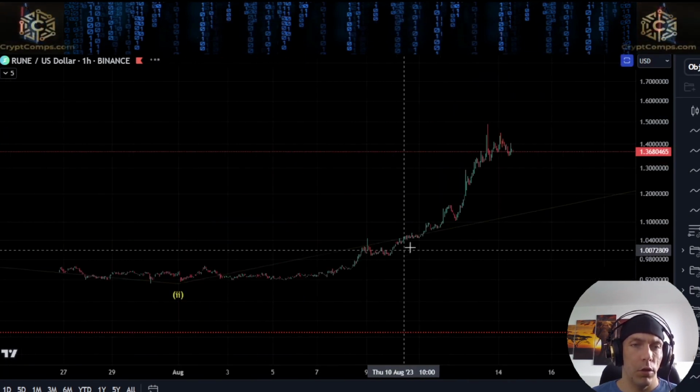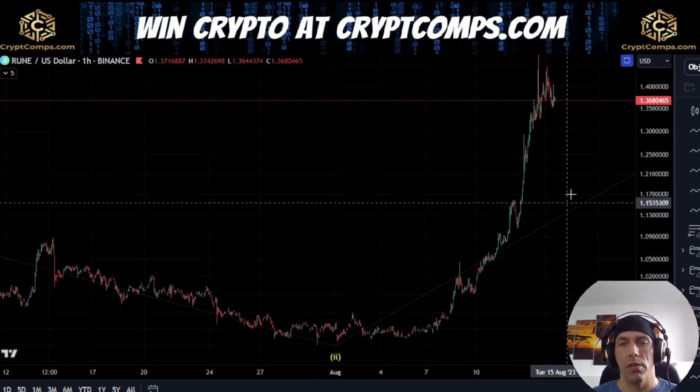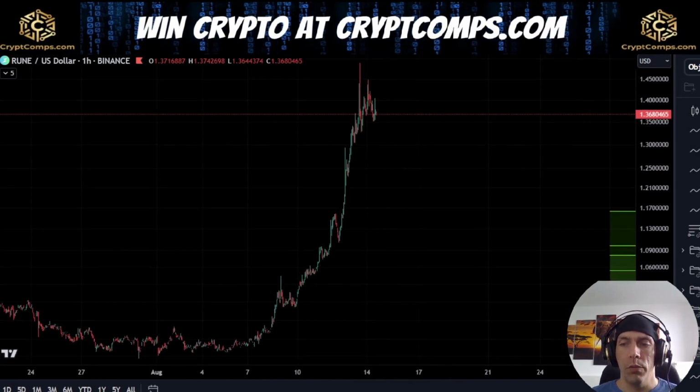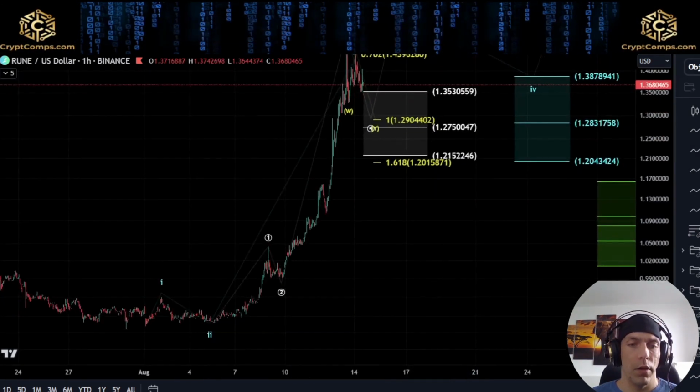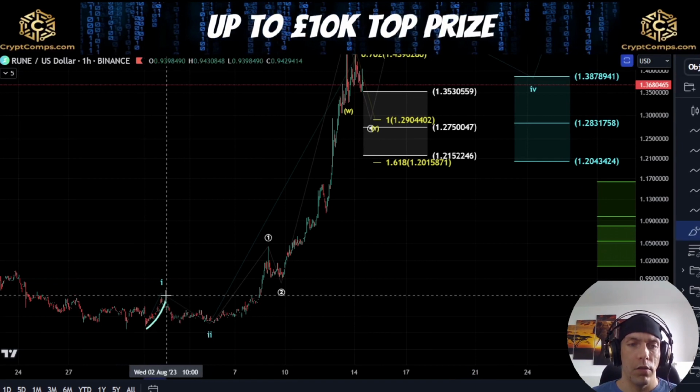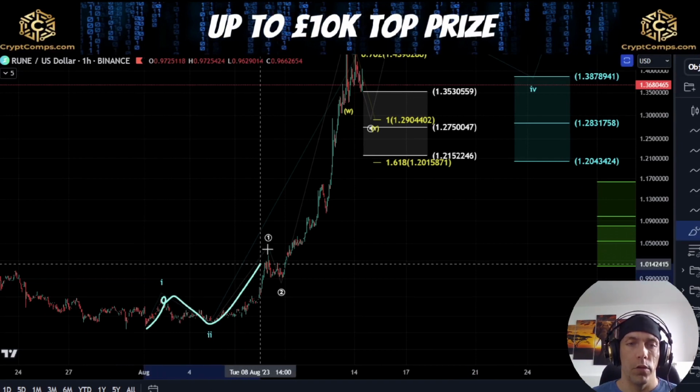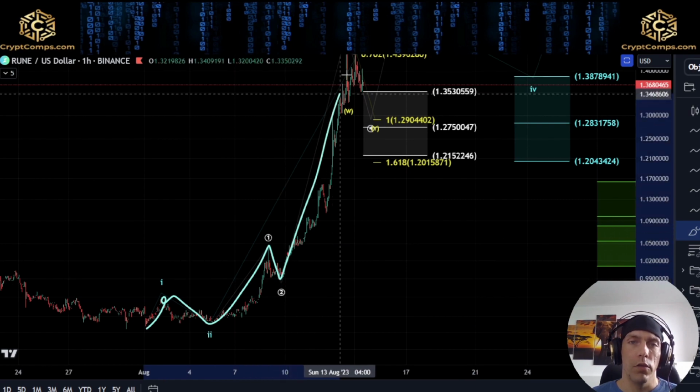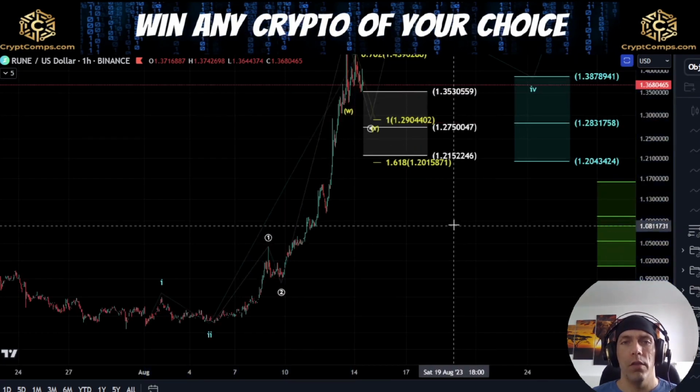Now we're going to come in here a little bit closer and we're going to discuss the subwaves of this move. The way that I'm currently counting this structure is looking at this move from here as 1, 2, this is another 1, 2 here, this all becomes our white wave 3 into the high.